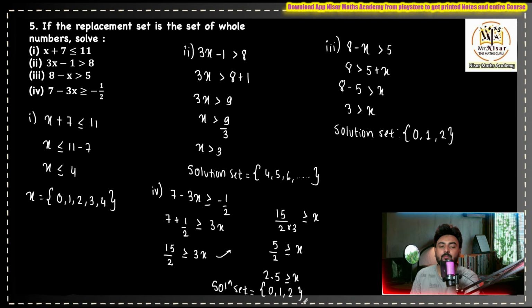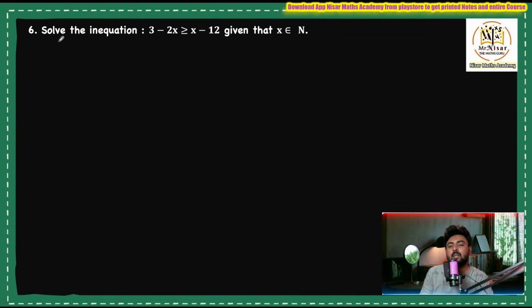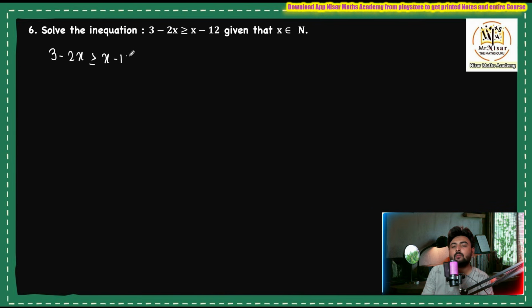Let's move ahead. The next question we have, children, solve the inequation. Again it's quite simple. 3 minus 2x greater than or equal to x minus 12. How to do it? Again, variables on one side, numbers on one side. So that minus 12 I'll transfer to this side, it becomes plus 12, and minus 2x will transfer to this side, becomes plus 2x. So 12 plus 3 will be 15, and 2x plus 1x is 3x.